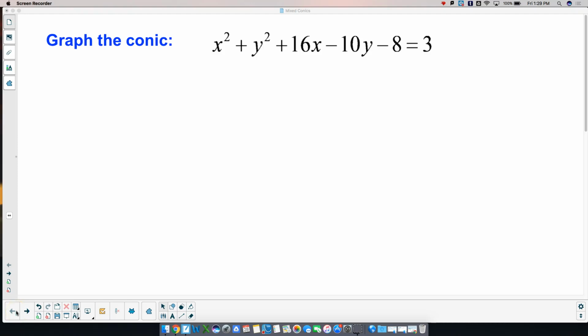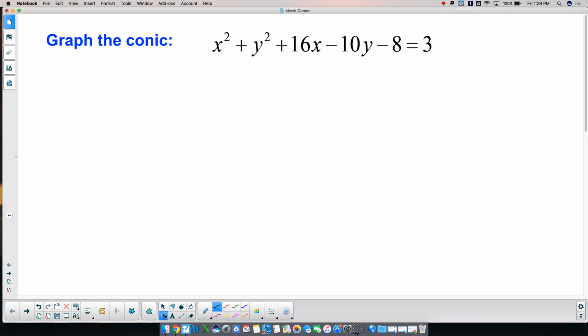All right, so the first thing we need to do is determine what kind of conic this is. First look is how many squared terms are there. I've got 2 squared terms, so that eliminates parabola. I look at the sign that's in between them. That's an addition sign, so that eliminates hyperbola.